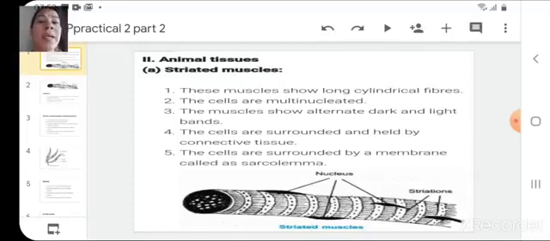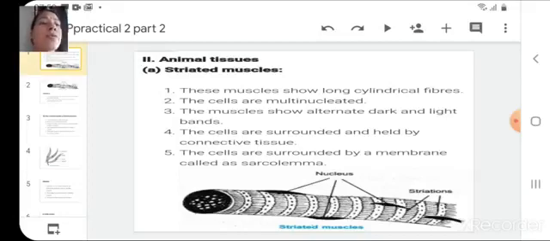So let us look at the comments which are shown here in this slide. The first comment is, these muscles show long cylindrical fibers. The cells are multinucleated, meaning within a cell there are so many nuclei, more than one nucleus is present. So here in this diagram also you can see a total of 4 nuclei are present. So these cells are multinucleated cells.